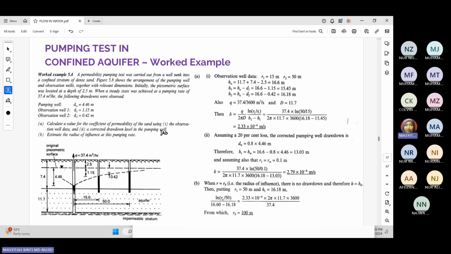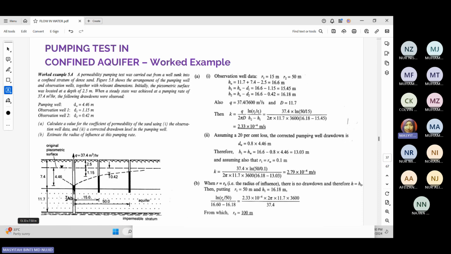one. Okay, dia punya schematic diagrams, thickness of the stratum tu 11.7, kemudian R1 daripada pumping well ke observation well 1, 15 meter, kemudian horizontal distance daripada pumping well ke observation well 2 is 50 meter. Kemudian dia dah bagi siap-siap dia punya difference daripada water level hingga tinggi aras air dalam observation well 1 dan juga observation well 2.